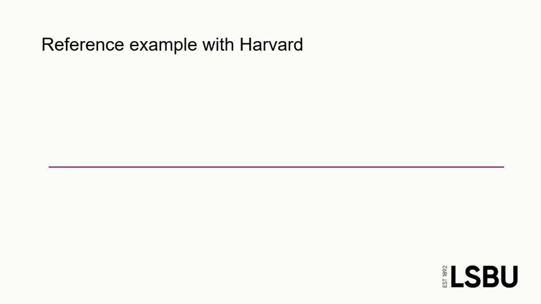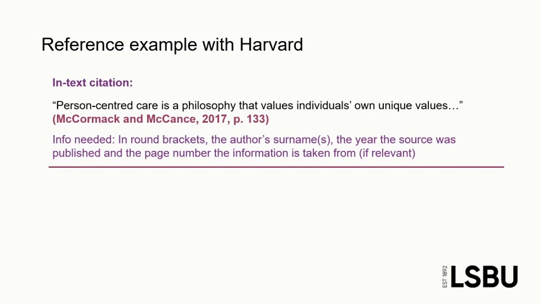Here's an example of what an in-text citation and bibliographic reference looks like in Harvard referencing. As you can see, the in-text citation is put in round brackets immediately following the quote, paraphrase, or summary taken from the information source. We've got the author's surnames, McCormack and McCants, the year it was published, 2017, and the page number that this quote is taken from, page 133.